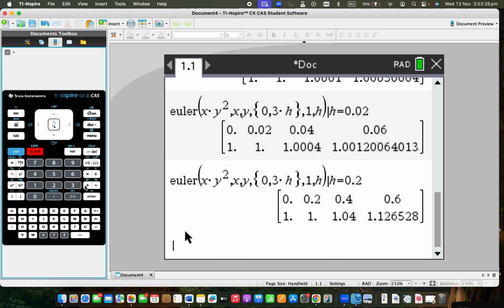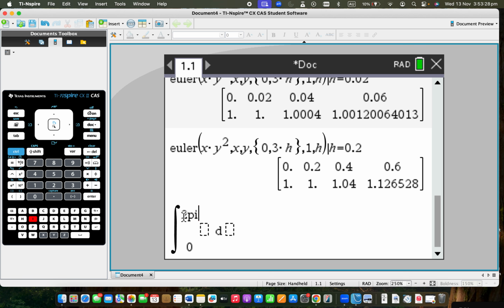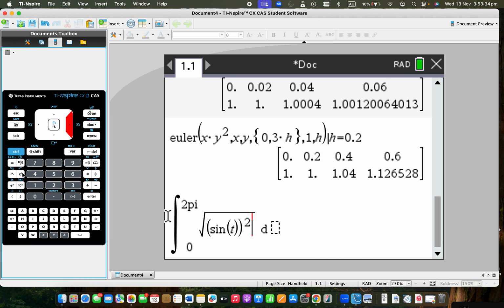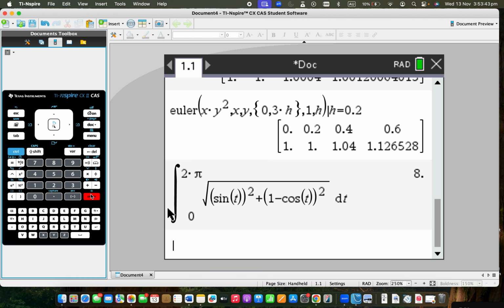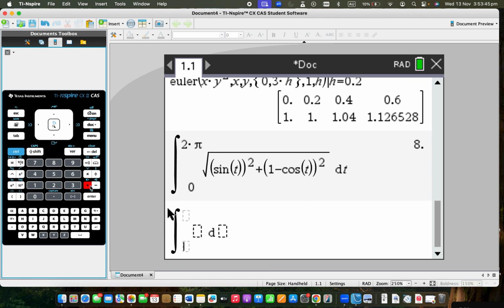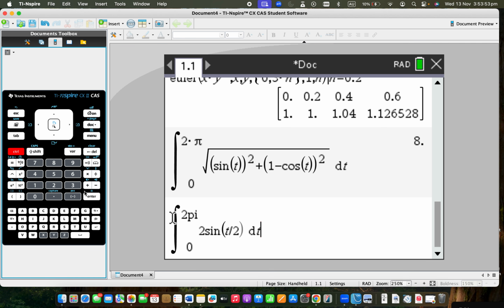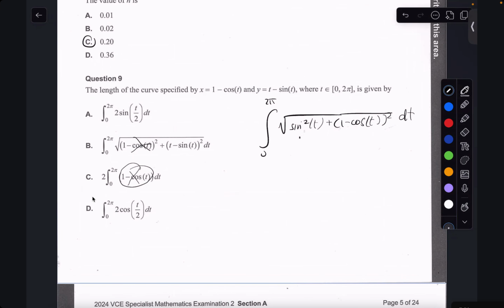so what we'll just do is we'll just see which one's the same. So the integral that we had was 0 to 2 pi of square root sine t squared plus 1 minus cos t whole squared dt. That works out to be 8. Now what about option A? That's also 8. So the answer is A.